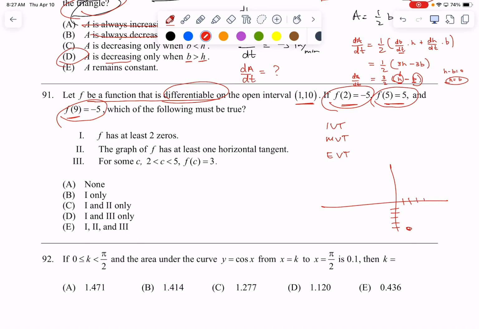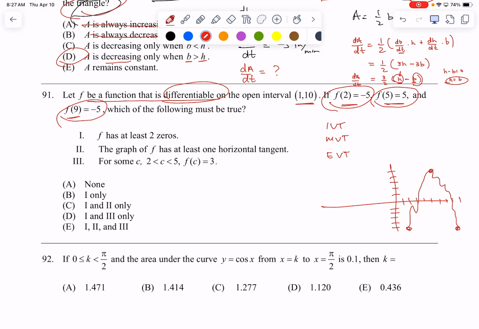At 5, you're all of a sudden at what? And then at 9, you're back to where? -5. And it's differentiable, and I don't care what it does. I mean, it could do anything.